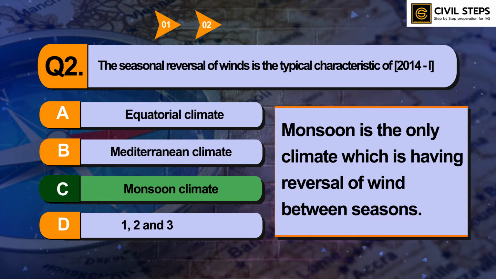So these climates are very important from the UPSC point of view. UPSC again asked this question in 2021. So this theme is very important. The theme is world climate. You should cover this theme very holistically. Now let us discuss question number third.